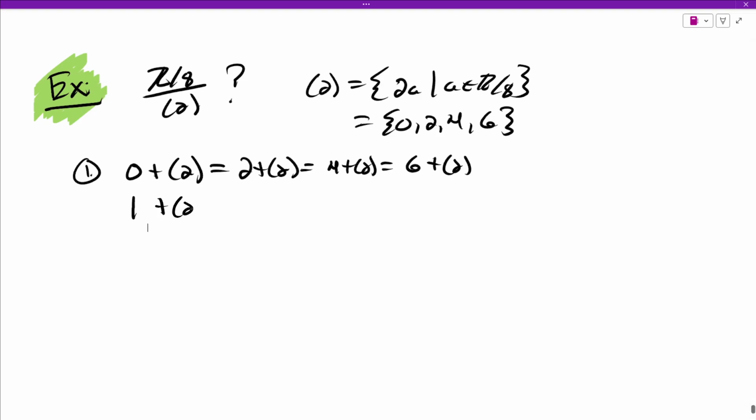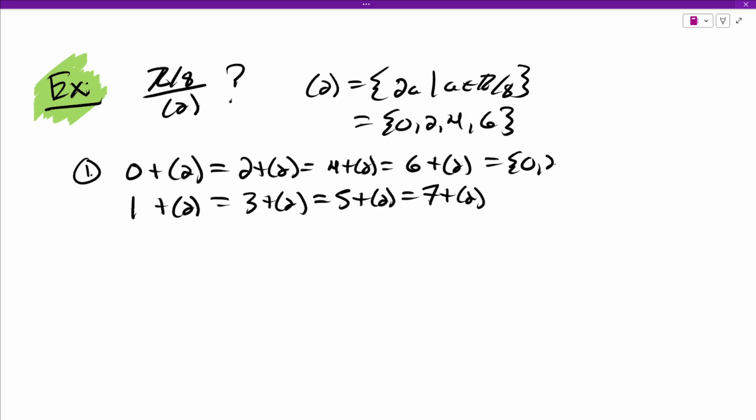And then we have 1 plus 2, but 1 plus 2 should be the same as 3 plus 2 because 3 minus 1, that difference is 2, which is in the ideal. And similarly, that should be the same as 5 plus 2, which should be the same as 7 plus 2. And all of these, this is just 0, 2, 4, 6, of course. And these guys, if you sit there and write them out, you'll find they're all 1, 3, 5, 7.